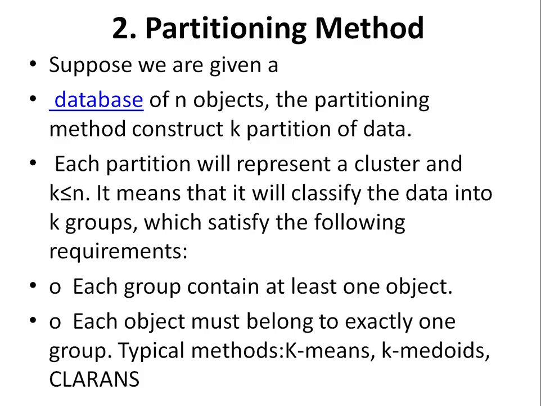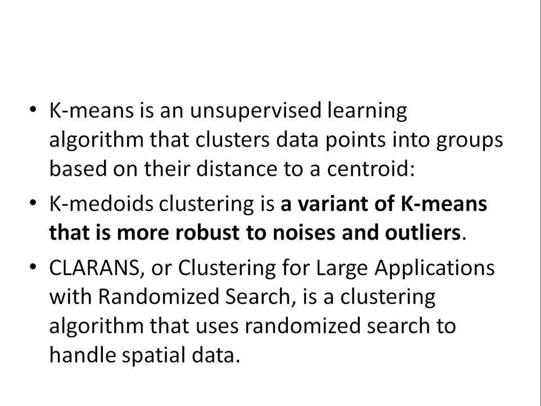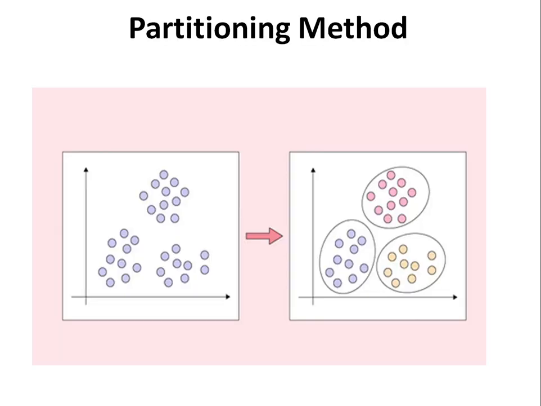In the partitioning method, given n objects, we consider k partitions of the data. Each partition represents a cluster and k is at most n. It classifies the data into k groups, which satisfy the following requirements: each group contains at least one object, and each object belongs to exactly one group. Typical methods are k-means and k-medoids. K-means is an unsupervised learning algorithm that clusters data points into groups based on distance and centroid. K-medoids is a variant of k-means that is more robust to noise and outliers. CLARANS, clustering for large applications with randomized search, uses randomized search to handle spatial data. Here the diagram shows the partition groups.